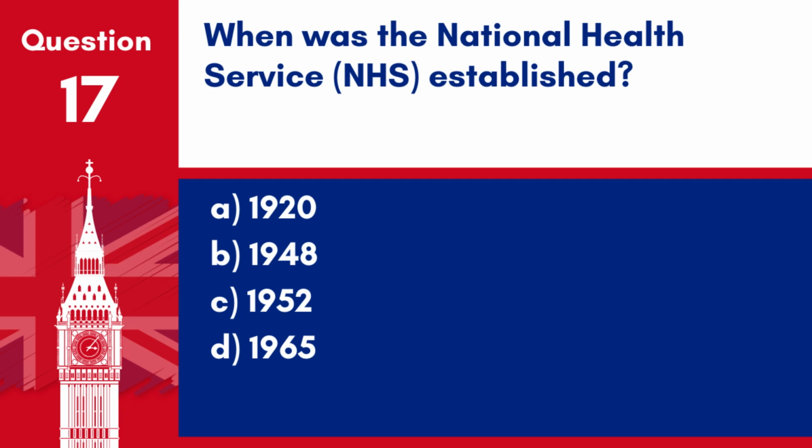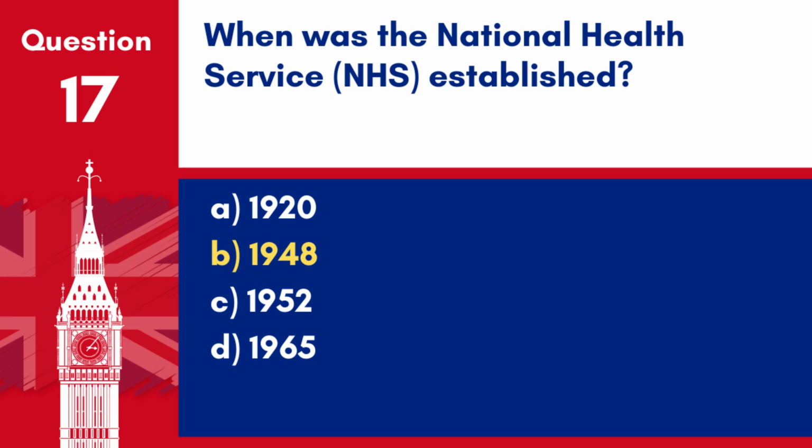Question 17. When was the National Health Service, NHS, established? A. 1920. B. 1948. C. 1952. D. 1965. Answer: B. 1948. The National Health Service, NHS, was established in 1948 to provide healthcare services funded by taxation to all UK residents.